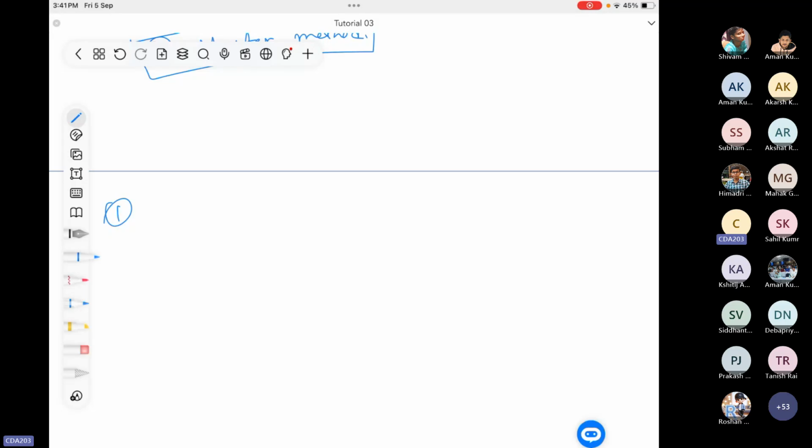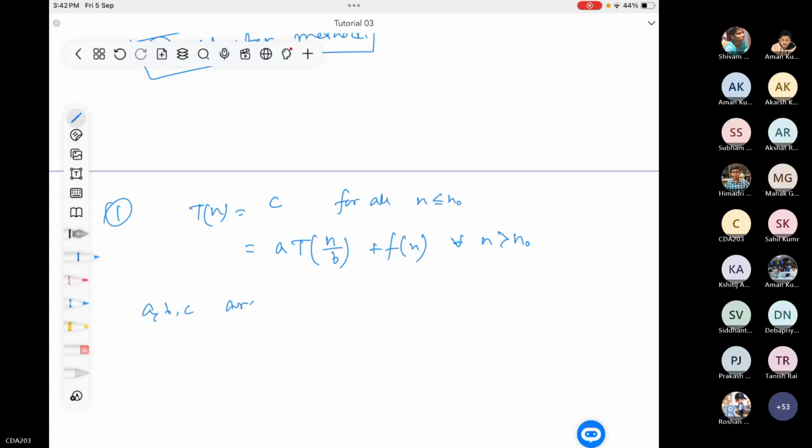Substitution actually works in this way: suppose you have a recurrence of this form, where A, B, C are constants.